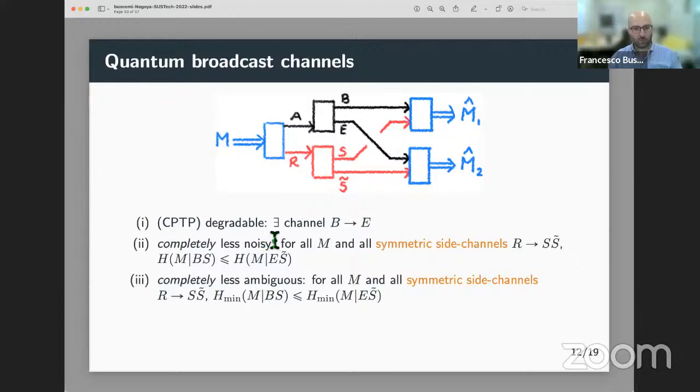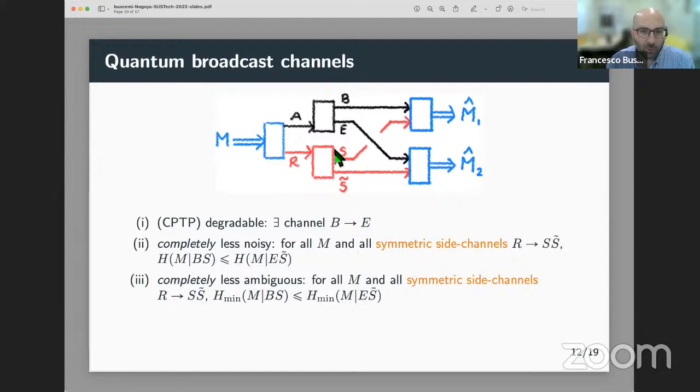So one possibility would be to say that the channel is degradable, so that there exists another CPTP linear map that is able to map B into E. Okay, or one could, for example, consider the idea of Körner-Marton, but now upgraded to the quantum scenario.